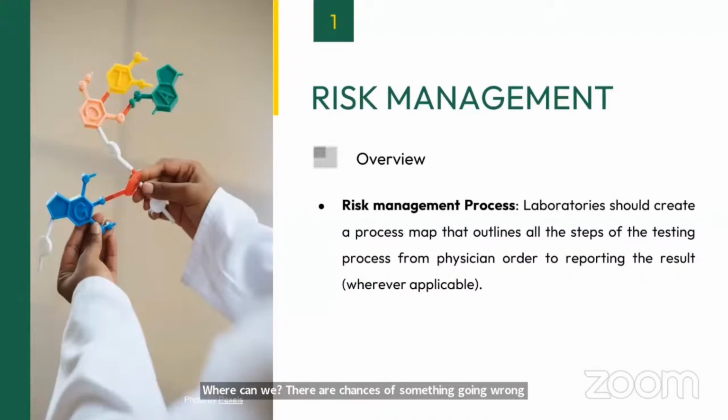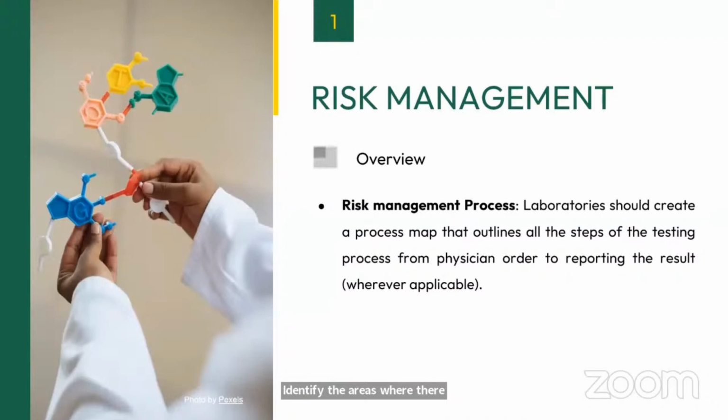A simple process: take a blank A4 sheet of paper and start writing whatever comes to your mind, right from the physician order to the reporting of the result. Whatever comes to your mind with respect to processes carried out in the laboratory, write them in a specific order from top to bottom and identify the areas where there are chances of error.